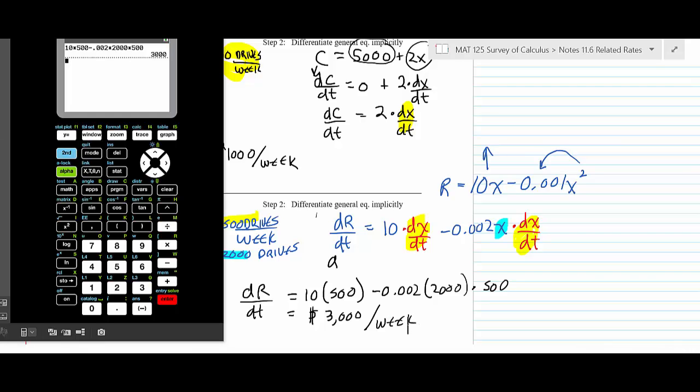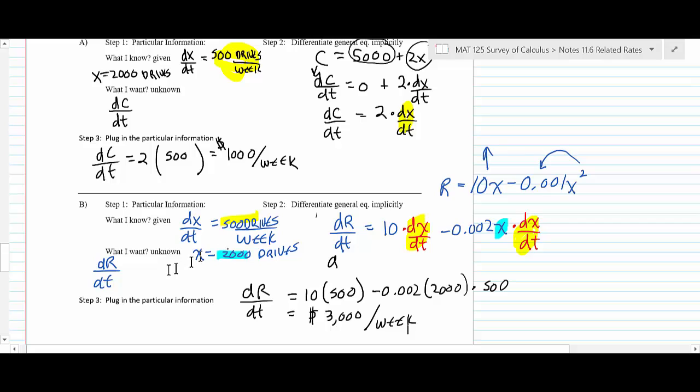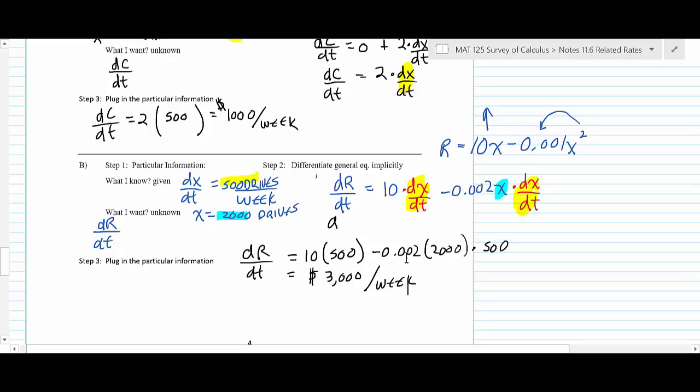Okay, and what that means is that's talking about when you're producing 2,000 flash drives and when you have a rate of 5,000 drives per week. So that's what the revenue is, okay? All right, that's what dR over dt is. Does that make sense to everybody?